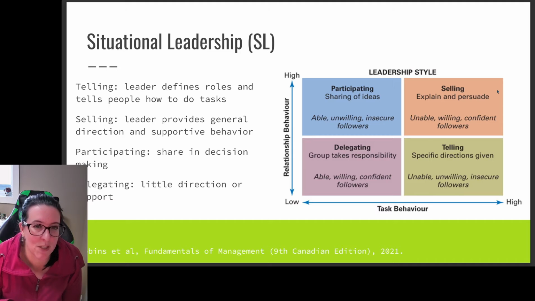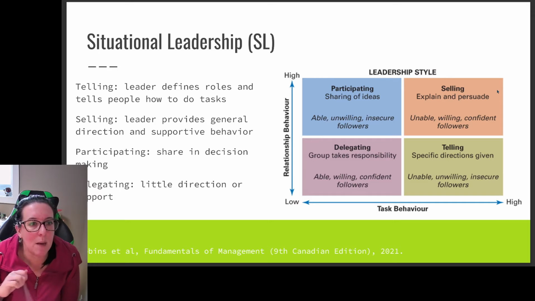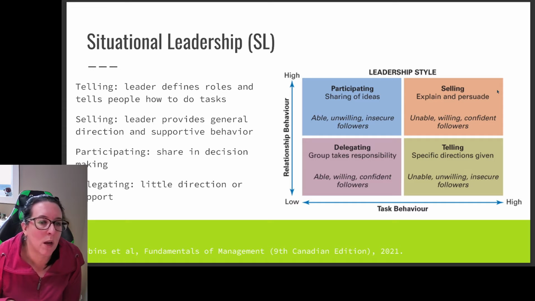If you have low task behavior, so not a lot of direction is needed, not a lot of instructions about how to do the job, but we do have that close relationship between employees and leadership, then it is more of a participatory leadership style where there is shared information and ideas and employees can share in the decision making. So there's different types of leadership depending on how much direction and information is needed by the employee to do the job, and what kind of relationship there is between the employee and the employer.